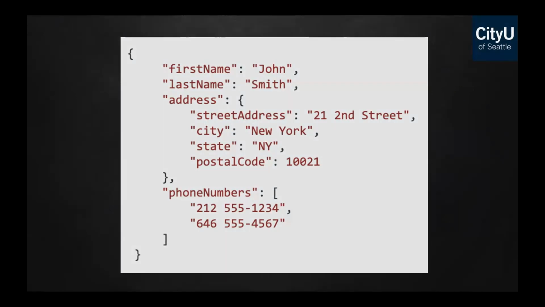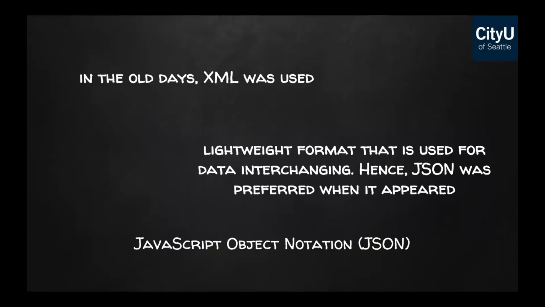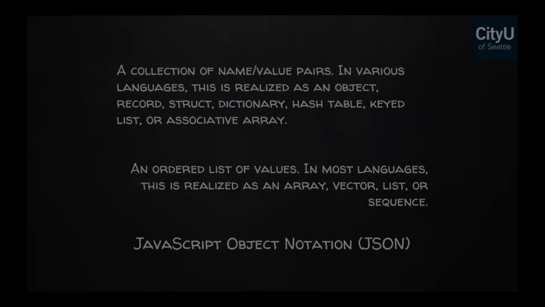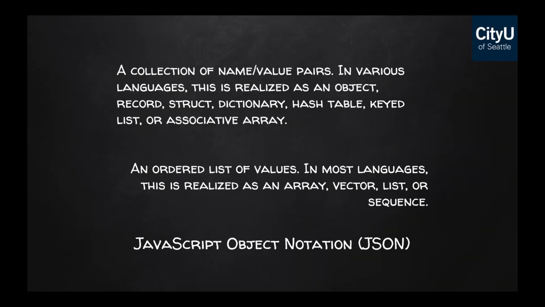In the old days, XML was used, but because JSON is lightweight, it's now commonly used for data interchange. You can quickly spin up a simple front-end HTML page, consume an open weather API, and parse the data to check what the weather status is. Basically, it's a collection of name value pairs. It's similar to a record, struct, dictionary, hash table, or associative array. It's also an ordered list of values, which in most languages is realized as an array, vector, list, or sequence.